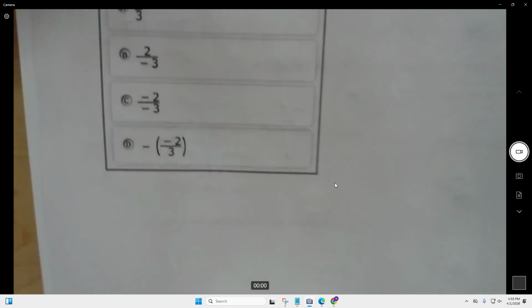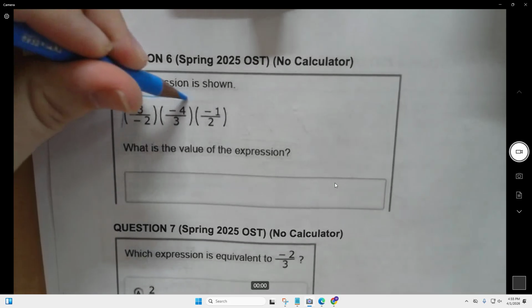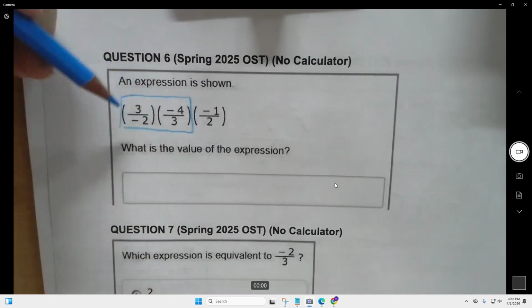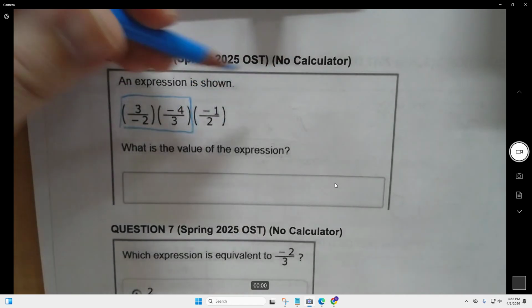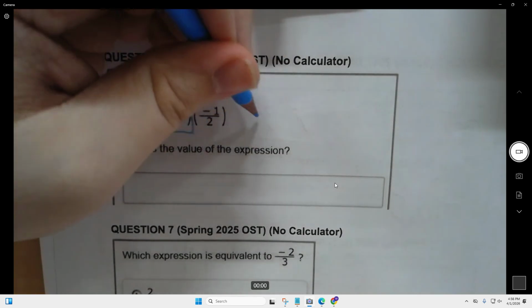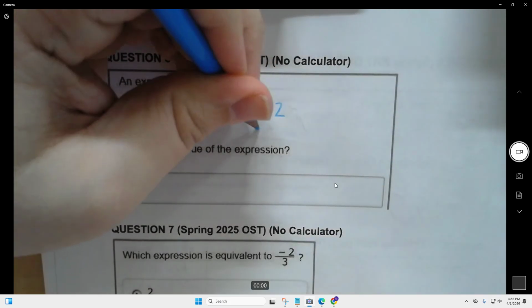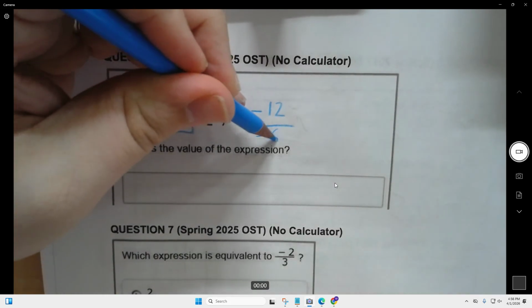An expression is shown. What is the value of this expression? All right, so here you're just going to take it one step at a time. One step at a time. So multiply your first two fractions first. 3 times 3 over negative 2 times negative 4 over 3. So 3 times negative 4 is negative 12. Over negative 2 times 3 is negative 6.